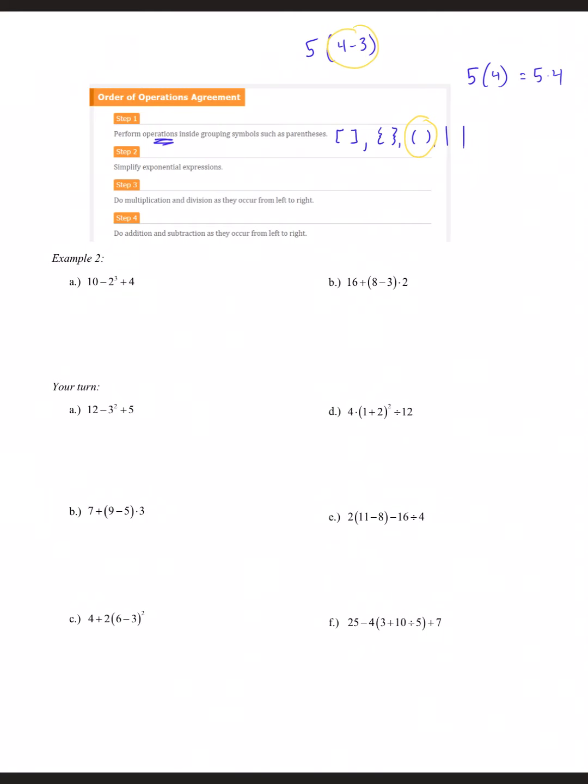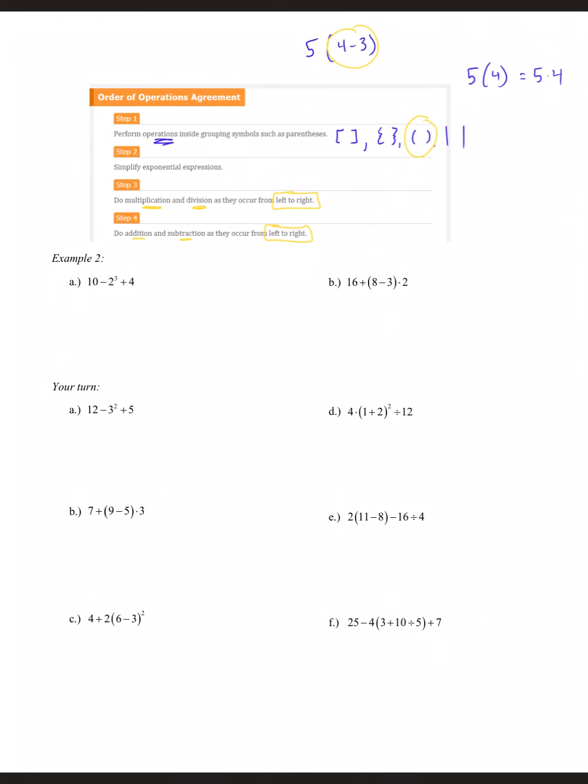Then we would do this first because there's an operation inside of the parentheses. Step 2 is any exponents. Step 3 is multiplication and division as they occur from left to right. Same thing with addition and subtraction. They can be interchanged. We work left to right, which is why I don't like PEMDAS, because that puts us in the mindset that we have to follow a certain order.